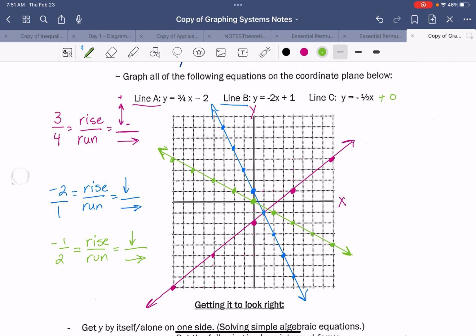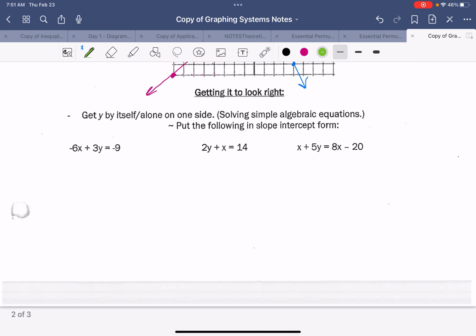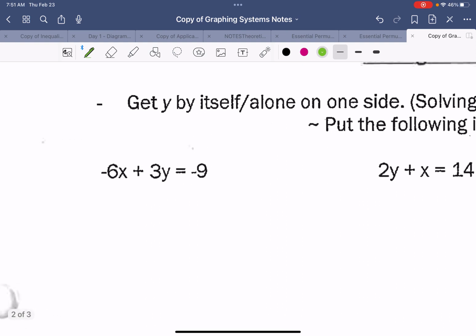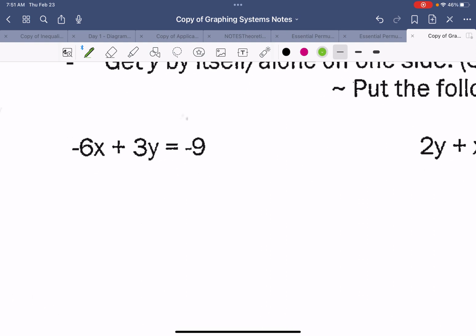Just like our number line, those go to infinity. There's no stop, okay? All right, so, look at this. You guys know how to do this. Getting it to look right. Sometimes you're going to get an equation that looks something like this. Say -6x plus 3y equals -9.